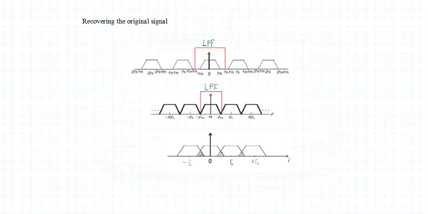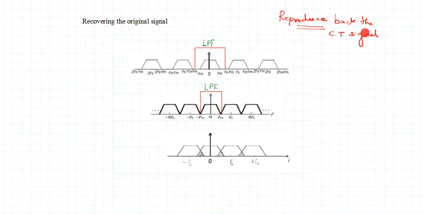What does the sampling theorem say? There was one word in the sampling theorem which says we must be able to reproduce back the CT signal. After I transform the CT signal into a DT signal by sampling, I must be able to get my CT signal back from the DT signal, and that is possible only if we follow the sampling theorem.